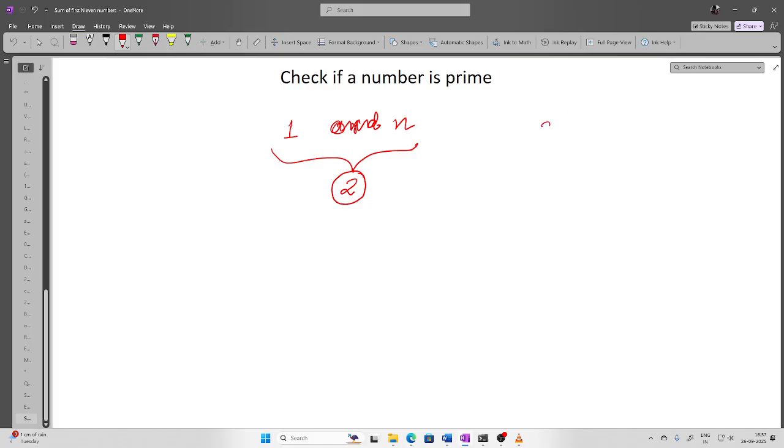So take one example, let's say 3. Is 3 a prime number? Let us check. Is it divided by 1? Yes. Is it divided by 3? Yes. Any other number by which it is divided? No. So there are only two numbers and hence it is a prime number.